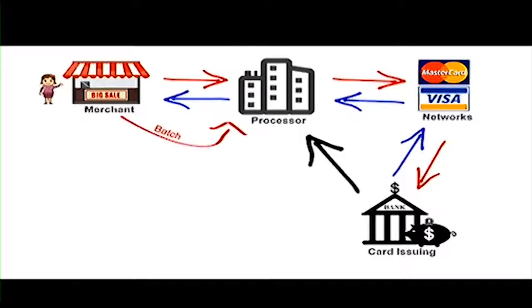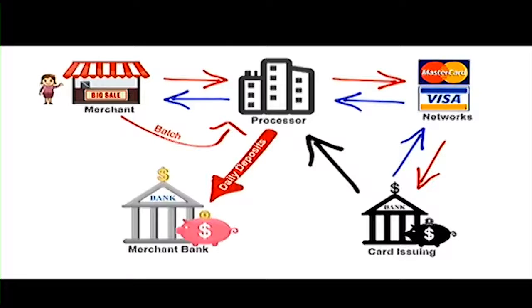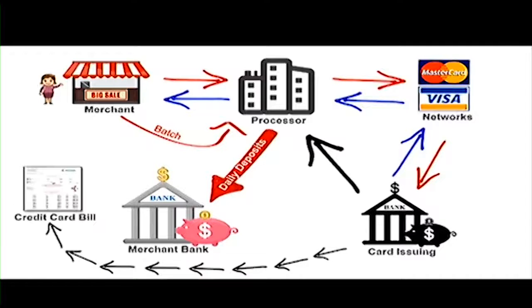At the end of the day, the merchant will send out all of their transactions, referred to as a batch, to the processor for monies to be deposited into the merchant bank account. And finally, the issuing bank will send the cardholder a bill for the purchase. What is interchange and what role does it play?